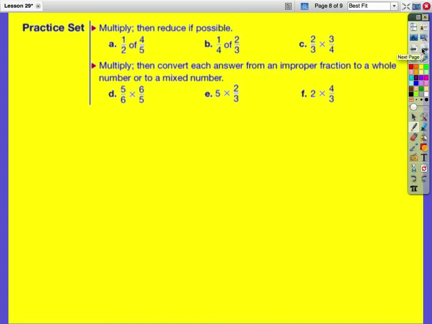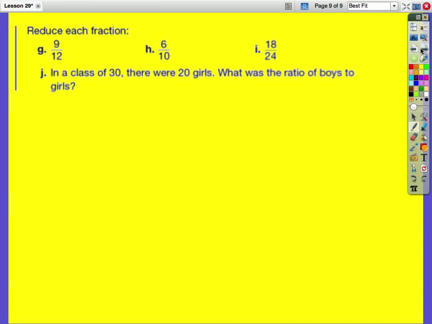So go ahead and do the practice set. Make sure you do A, B, C, D, E, and F. There are 2 pages of this. You need to do G, H, I, and J as well. Don't forget to do them all. There is a good chance I am going to be checking tomorrow to make sure that you have done your practice set and watched the video.